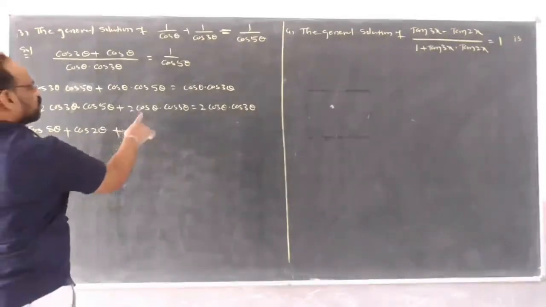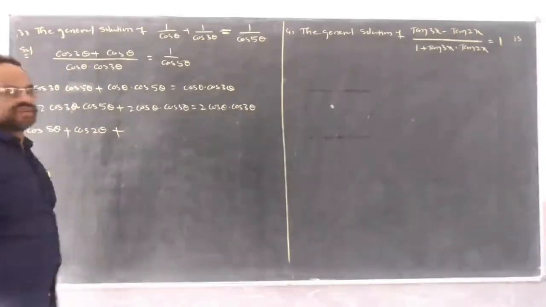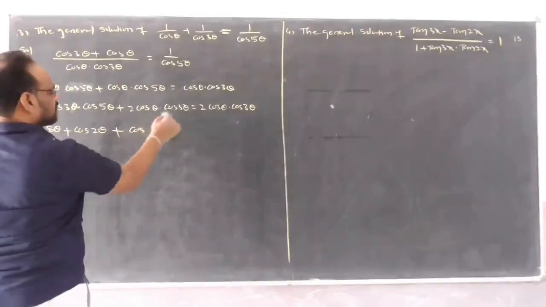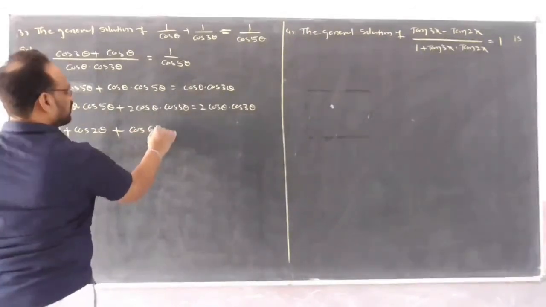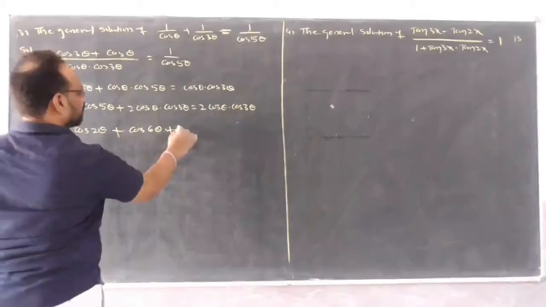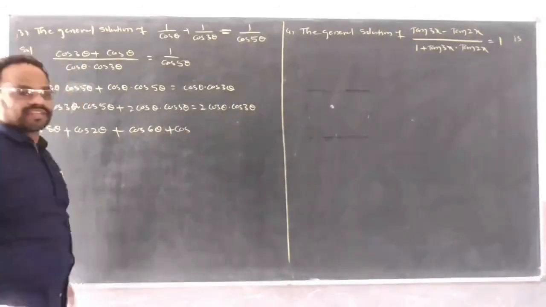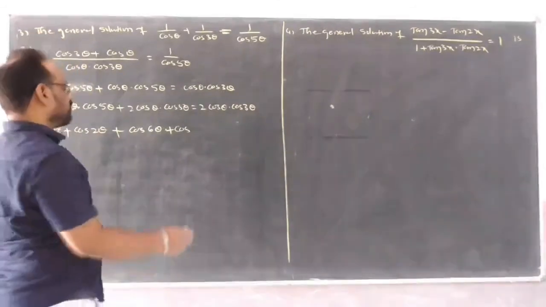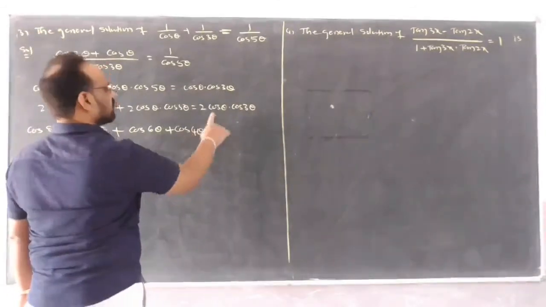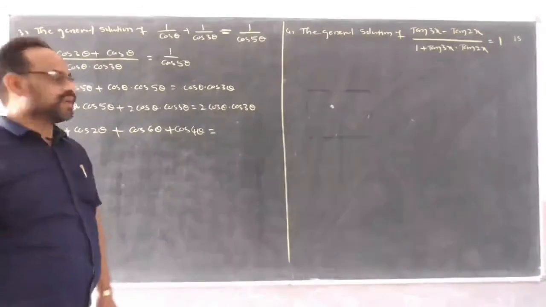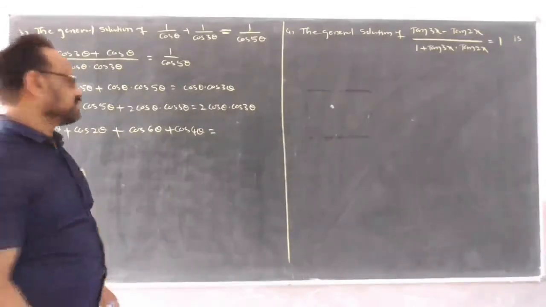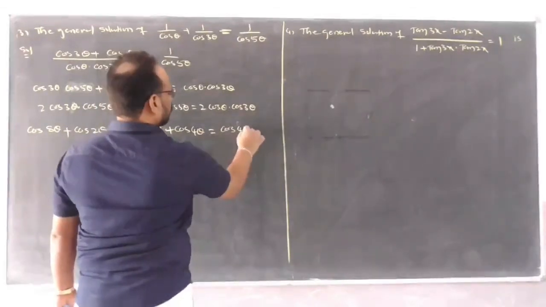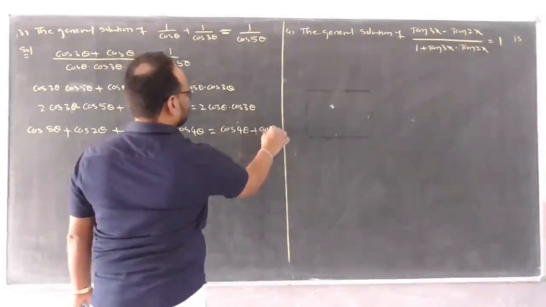Plus again 2 cos A cos B is equal to cos sum plus cos difference. Cos sum is theta plus 5 theta, we get cos 6 theta, plus cos difference, cos of theta minus 5 theta, cos of minus 4 theta, which is cos 4 theta. Equals again 2 cos A cos B, cos sum is theta plus 3 theta, cos 4 theta, plus cos difference, we get cos 2 theta.